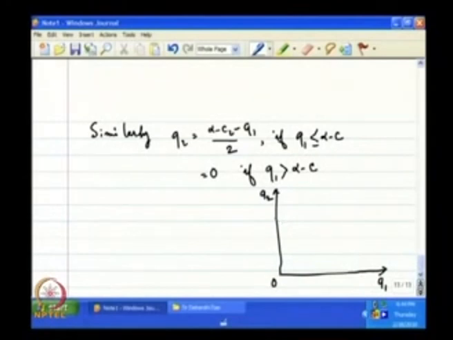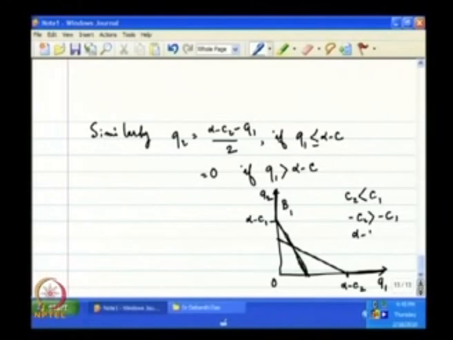So if I have to draw firm 1's best response function, it is this B1, and this intercept is alpha minus C1. What about firm 2's best response function? It is going to be something like this, where this intercept is alpha minus C2. Now, intentionally I have drawn this intercept alpha minus C2 to be higher than alpha minus C1. The reason is that C2 is less than C1, which means minus C2 is going to be greater than minus C1, which means alpha minus C2 is greater than alpha minus C1. So, this intercept on the horizontal axis is higher than the intercept on the vertical axis.